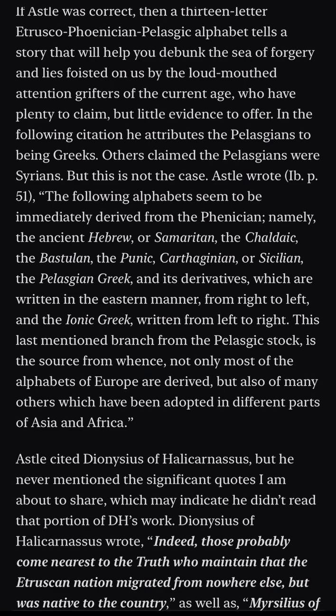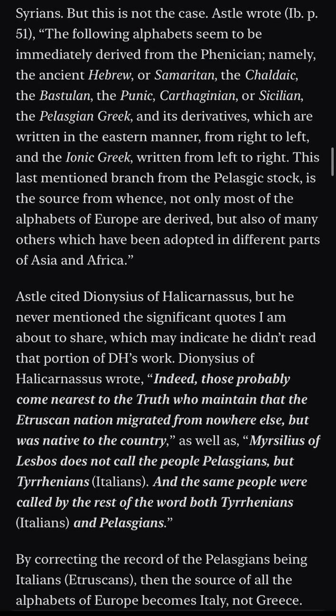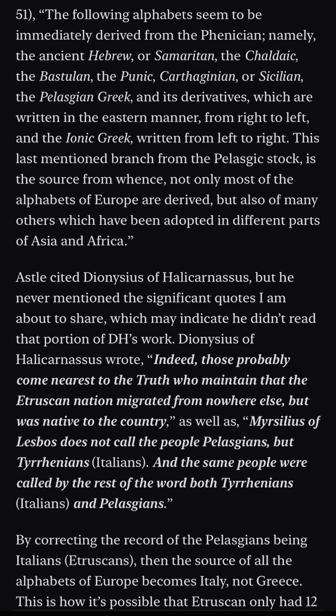In the following citation, he attributes the Pelasgians to being Greeks. Others claimed the Pelasgians were Syrians. But this is not the case. Astle wrote, IB, page 51, "The following alphabets seem to be immediately derived from the Phoenician, namely, the ancient Hebrew, or Samaritan, the Chaldaic, the Bastilian, the Punic, Carthaginian, or Sicilian, the Pelasgian Greek, and its derivatives, which are written in the Eastern manner, from right to left, and the Ionic Greek, written from left to right.